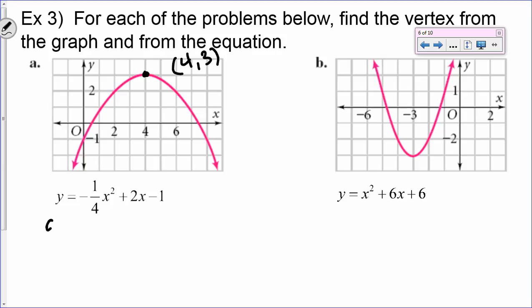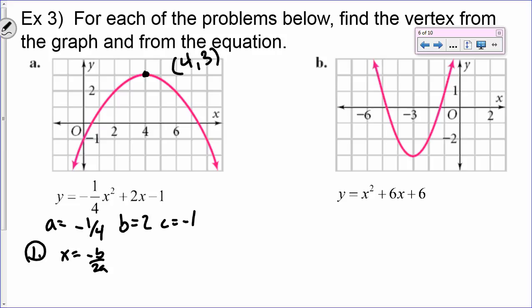So again, we should identify a, b, and c. A equals -1/4. I apologize, getting a little sloppy here. Now let me start it back. A equals -1/4. B equals 2. C equals -1. So let's again calculate our vertex. The first step was to use x equals -b over 2a. That's going to give us that x value of the vertex.